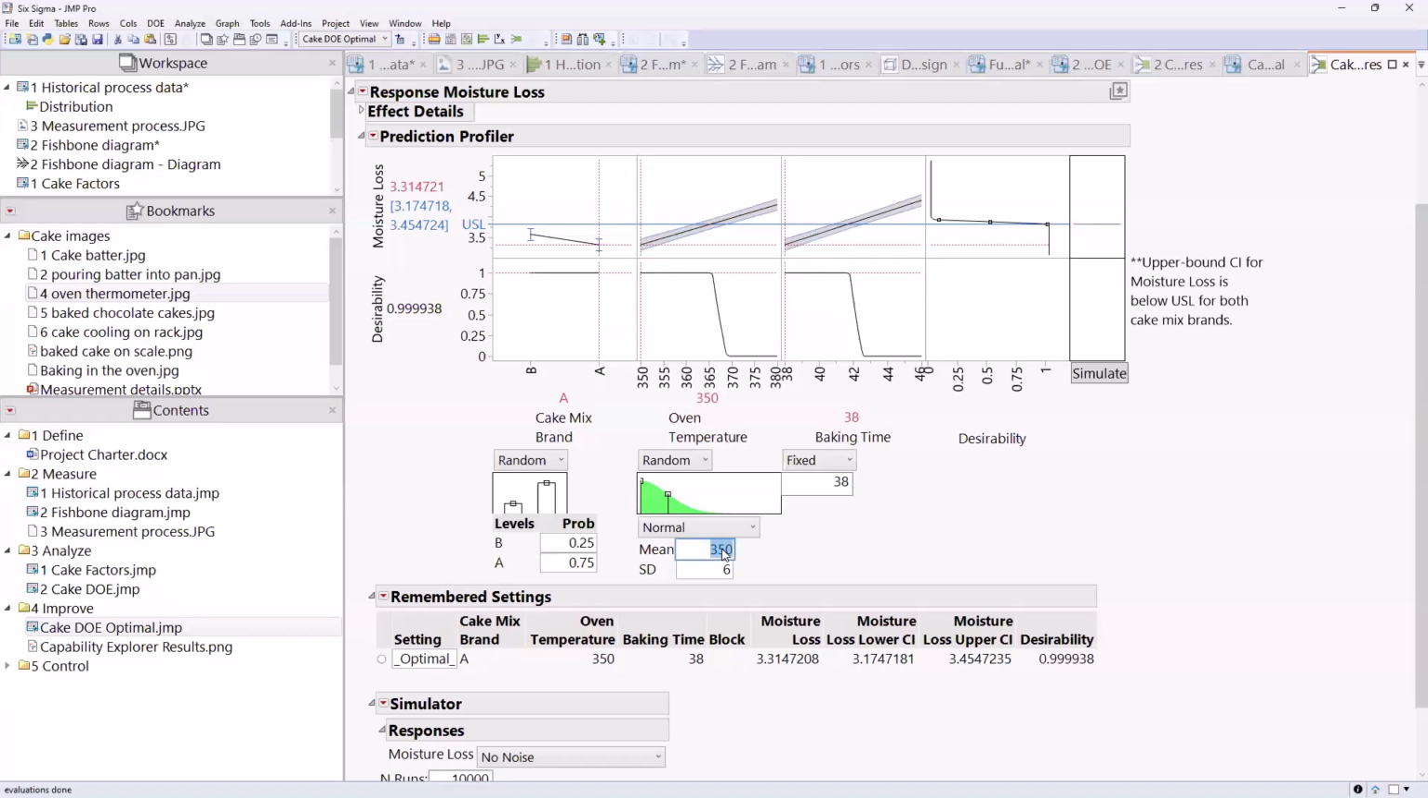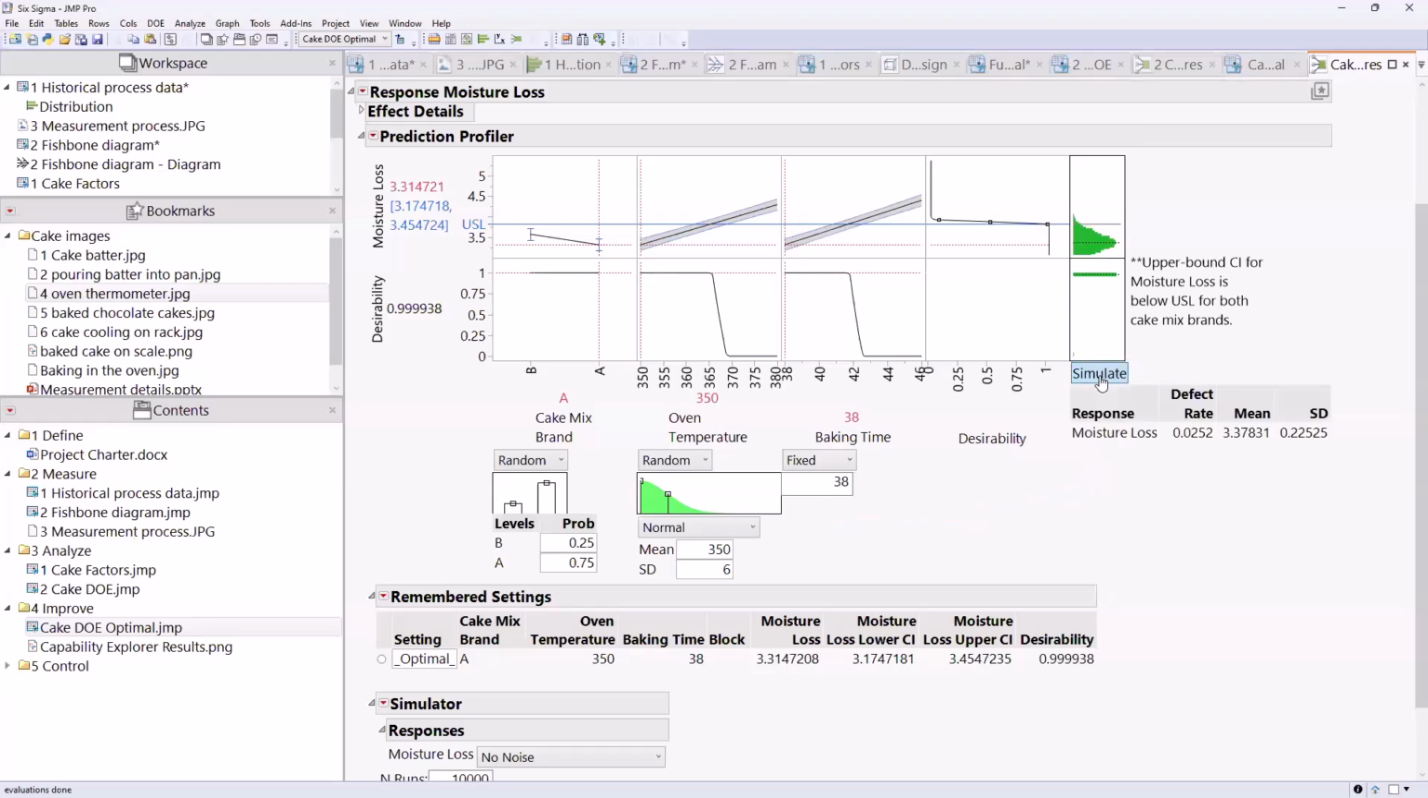And even if I set my oven temperature at, say, 350, it's not going to stay there. There's going to be variation. So we'll say that's 6. And the baking time, I'm going to leave as fixed because that's easy enough to set a timer and take the cake out of the oven when the timer goes off. And so when I click the simulate button, JMP is going to simulate by default 10,000 cakes using these settings and taking into account that variation.